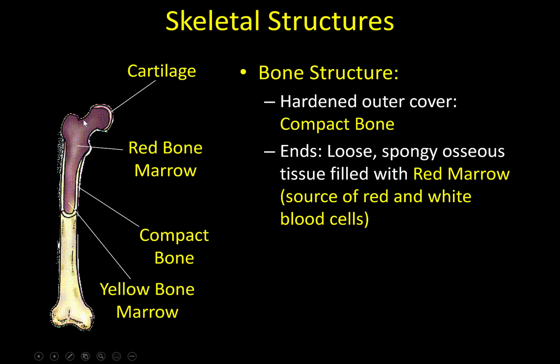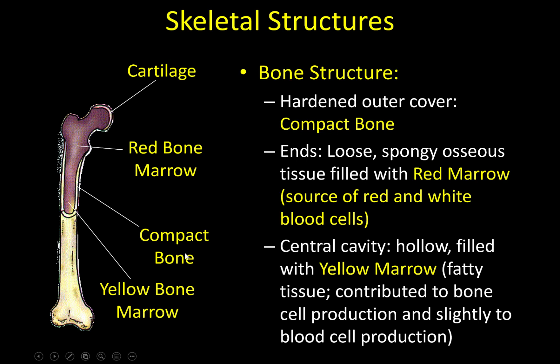Okay? So at the ends of the bones, you find red marrow, but what do you find if you look in the center of a bone? Well, that central cavity is actually hollow, and it's filled with a different kind of marrow called yellow bone marrow. Okay? Yellow marrow is fatty. That's why it has that yellow color. Lipids often have a yellowish kind of tinge to them. Okay? This yellow bone marrow also contributes a little bit to blood cell production, but it's primarily responsible for making new bone cells and storing energy in that fat.